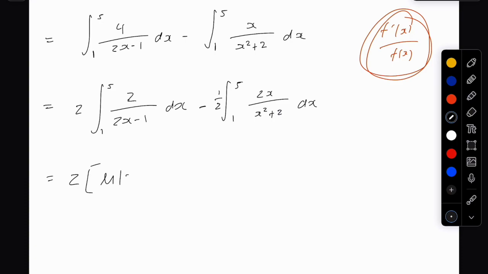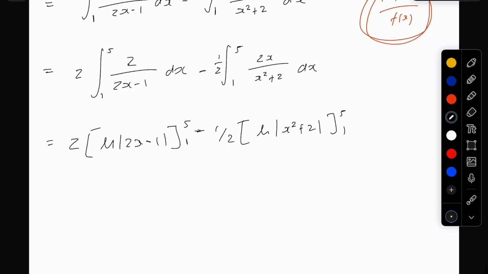So we can say, fine, we got 2, look at the 5 and 1 up here. What we've got is ln 2x minus 1 between 5 and 1, minus a half ln x squared plus 2 between 5 and 1. And this is going to give me what? It's going to be 2 ln 9 minus ln 1, minus a half ln 27 minus ln 3.